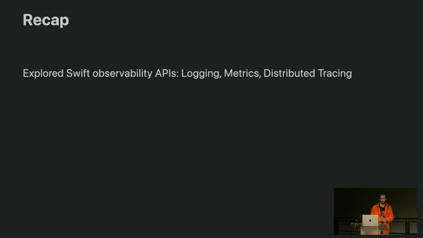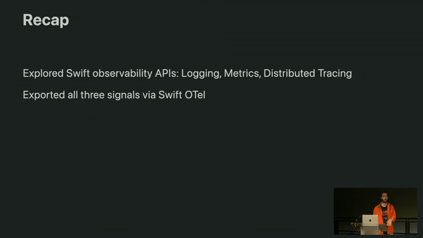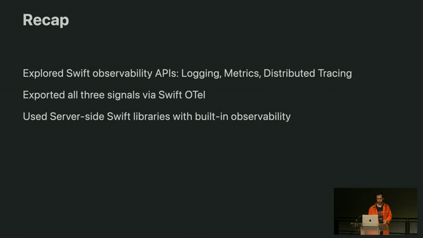Okay, let's recap. So I started off with exploring the different observability APIs in Swift: logging, metrics, and distributed tracing. We then exported all three signals via OTLP using SwiftOtel. We used libraries that have built-in support for distributed tracing, metrics and logs, such as Hummingbird. In my demo, we also saw Valkey Swift as part of the traces. Recently, work has begun on getting async HTTP clients traced, finally.